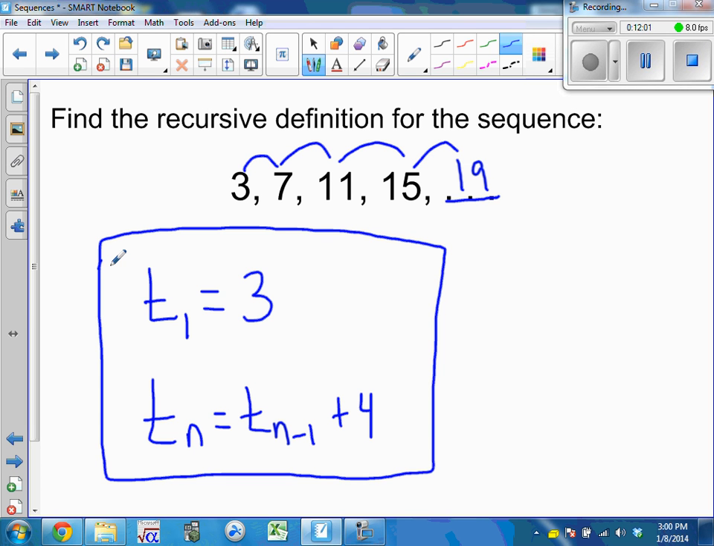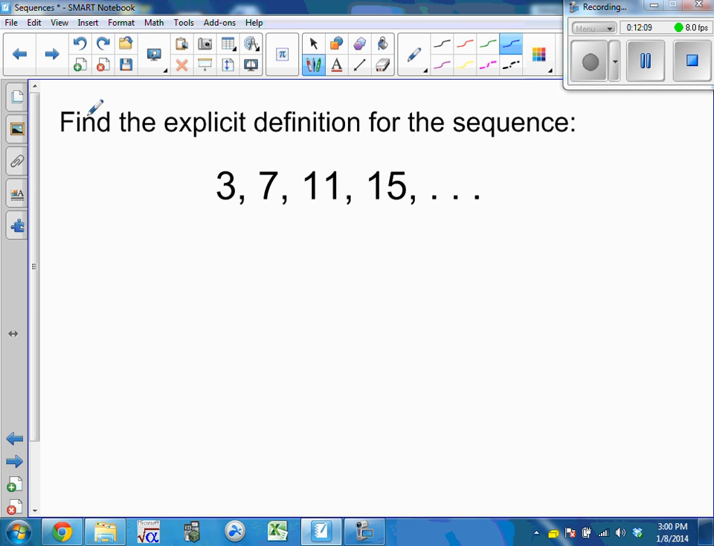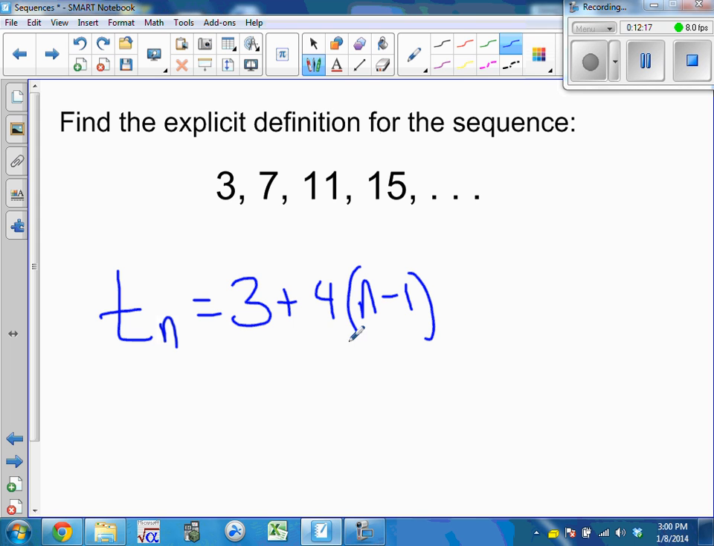Now I know what you're thinking. Hey, but wait a second. Isn't that arithmetic? Couldn't I just write t sub n is 3 plus 4 times n minus 1 like we did previously? And absolutely you can.